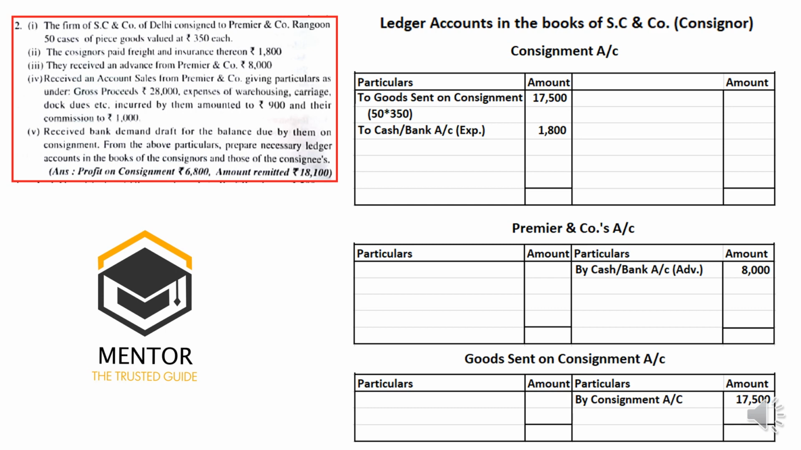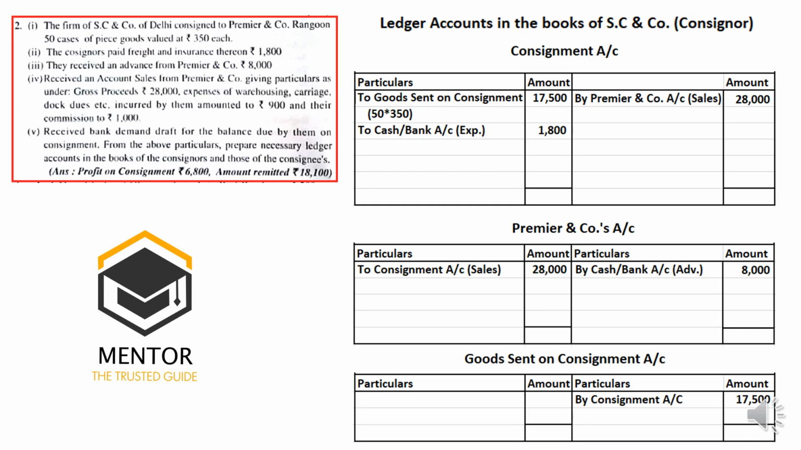Next, they received an account sale and gross sales are 28,000. Material sold is 28,000. So what do we do? In consignment account we write by consignee, that is Premier and Company, sales is 28,000. In Premier and Company we write to consignment sales, that is 28,000. Clear?